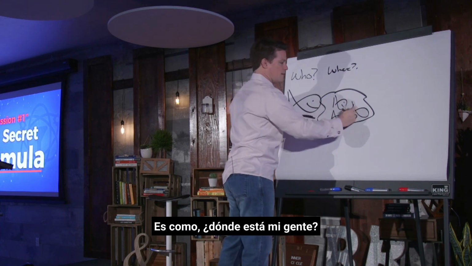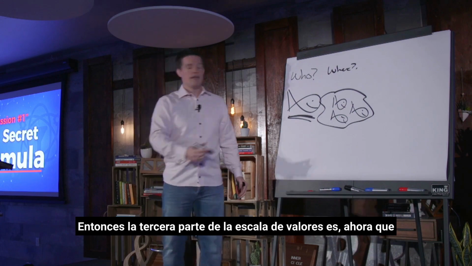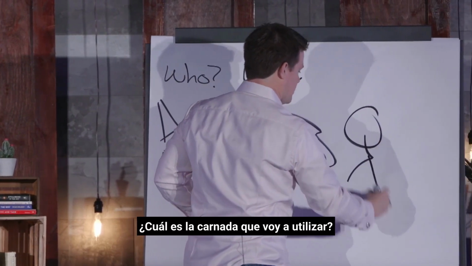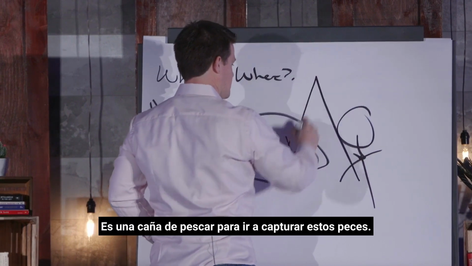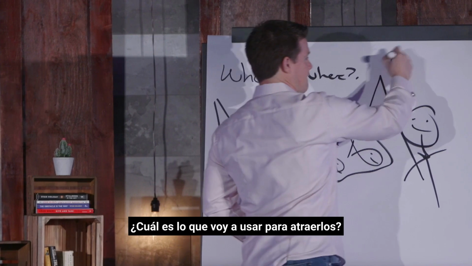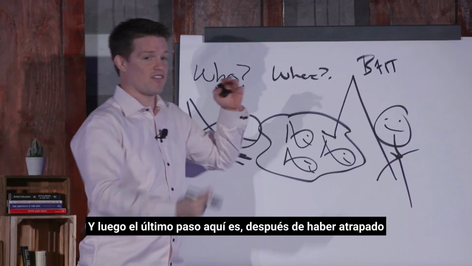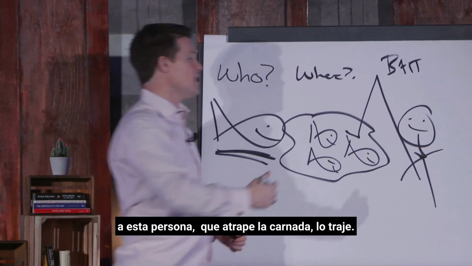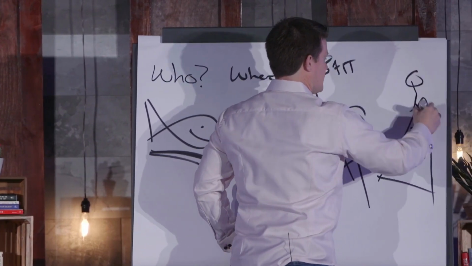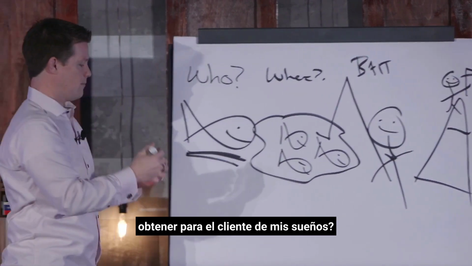It's like, where are my people? Okay, then the third part is, now that I know who they are and I know where they are, what is the bait that I'm going to use? There's a fishing pole to go and capture these fish. What's the bait I'm going to use? And then the last step here is, after I've caught this person with this bait and brought them in, where am I taking them? This is the little mountain here. Where is the summit that I'm trying to take them to? What's the result I'm trying to get for my dream customer?